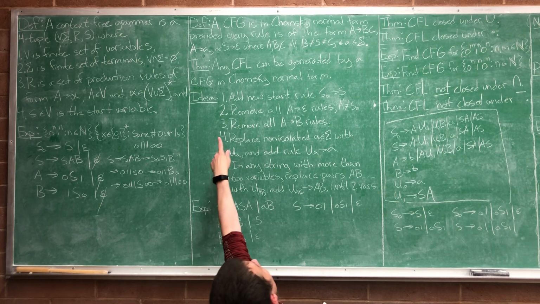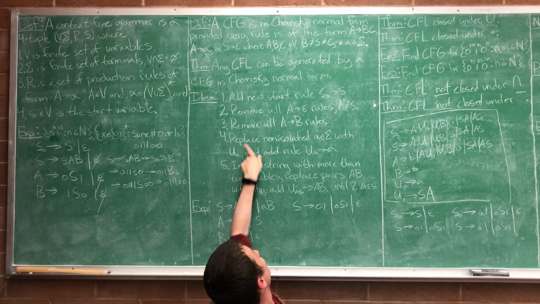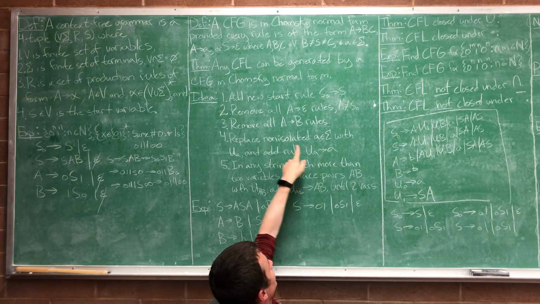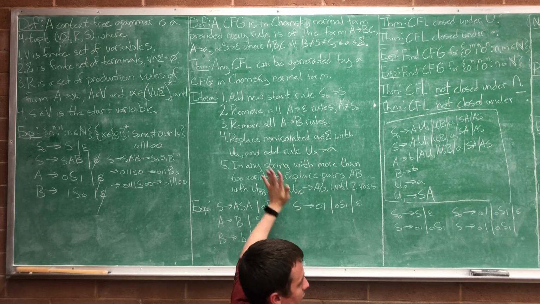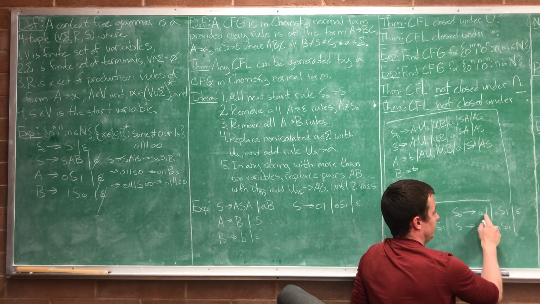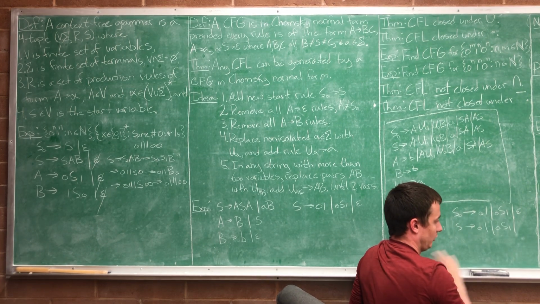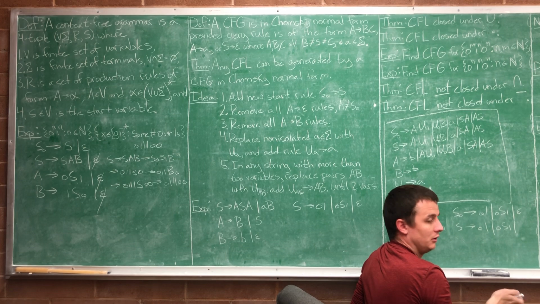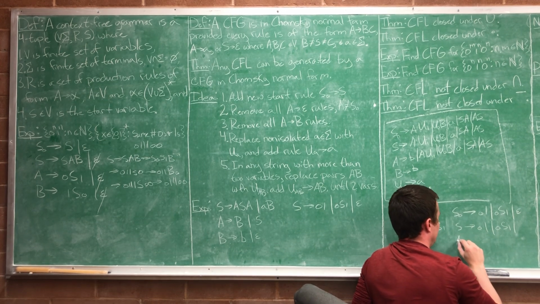Now, we need to remove all non-isolated terminals and replace it with the rule that goes to that terminal. So, non-isolated, non-isolated, non-isolated, non-isolated. All our terminals are non-isolated. So I'm going to add a rule down here. A goes to 0, B goes to 1.